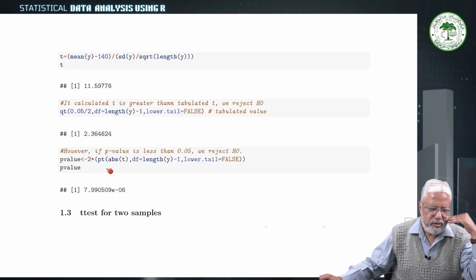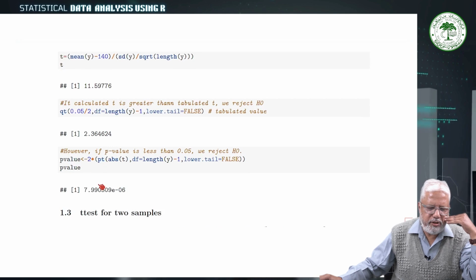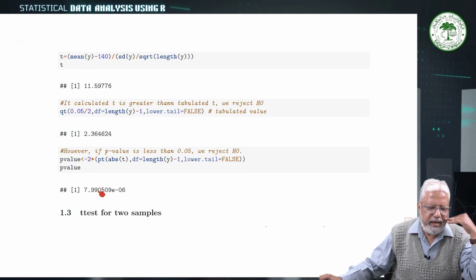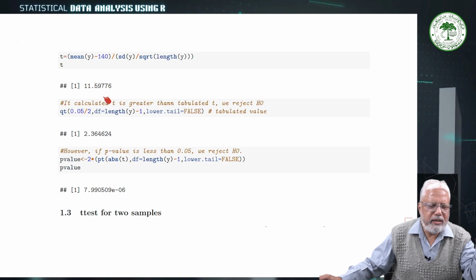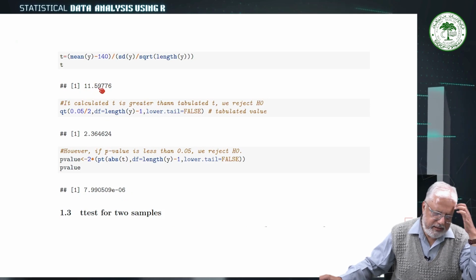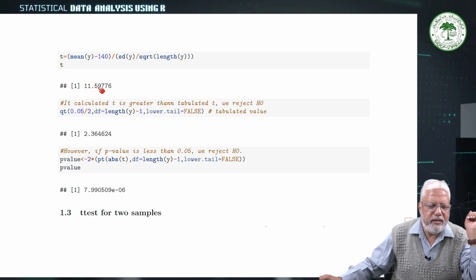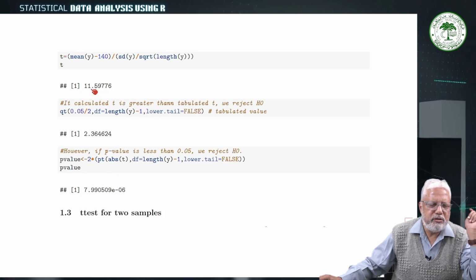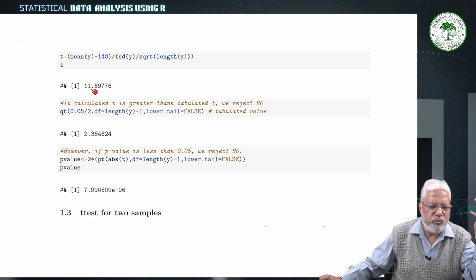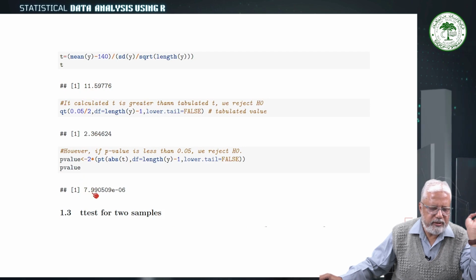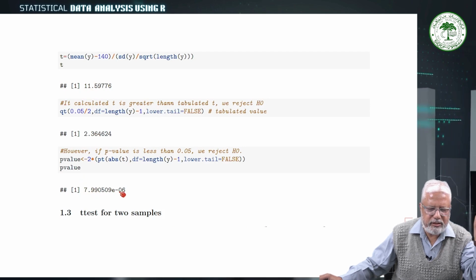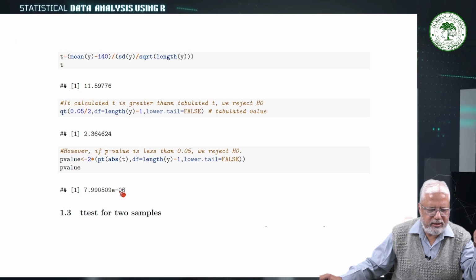So, this p-value is nothing but 7.99 into 10 raised power minus 6. So, it is almost 0, because for the quantile 11.59, the value of the probability against this will be almost 0. So, that is why the p-value is 7.99 into 10 raised power minus 6. It is much less than 0.05. Hence, we reject H naught.